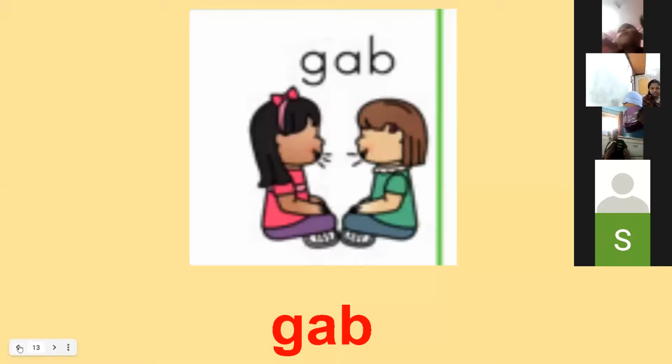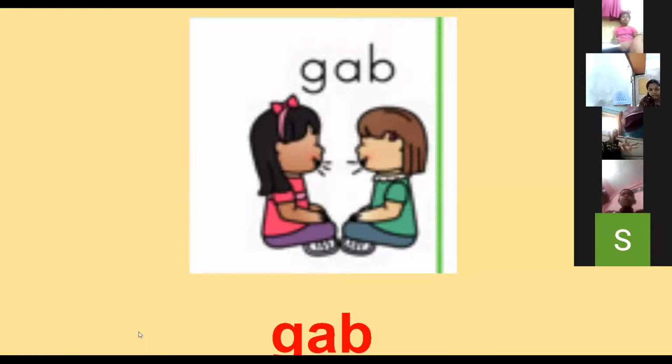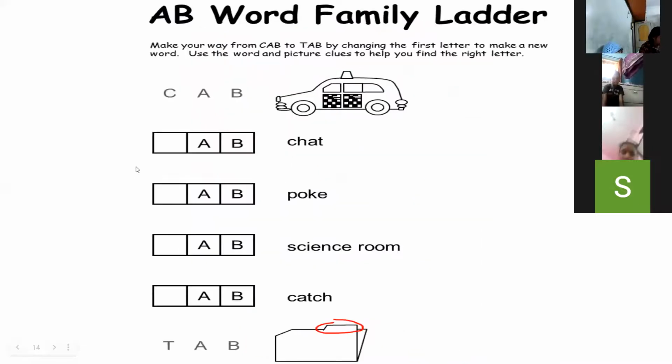I will show you. What is this? Talking, teacher. Yes, but what is this word? Gap. Okay, so you are gabbing. You gab means what? You are chit-chatting. You are talking for a long time. Yes, so that is called gab. Okay, so what will come here?